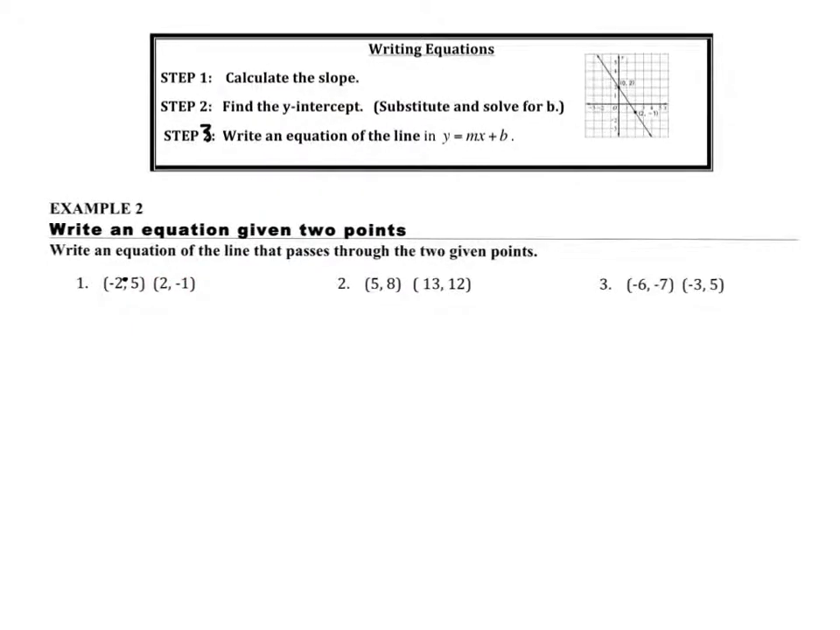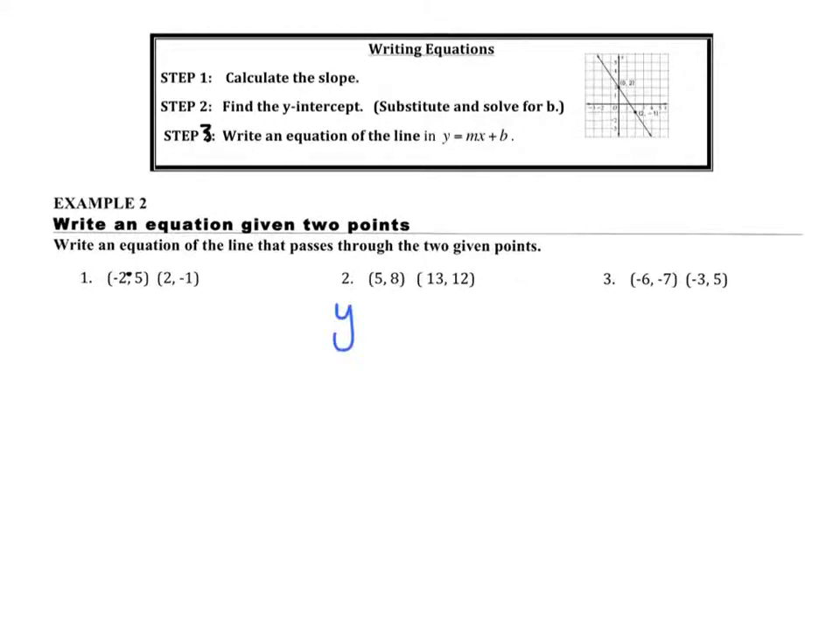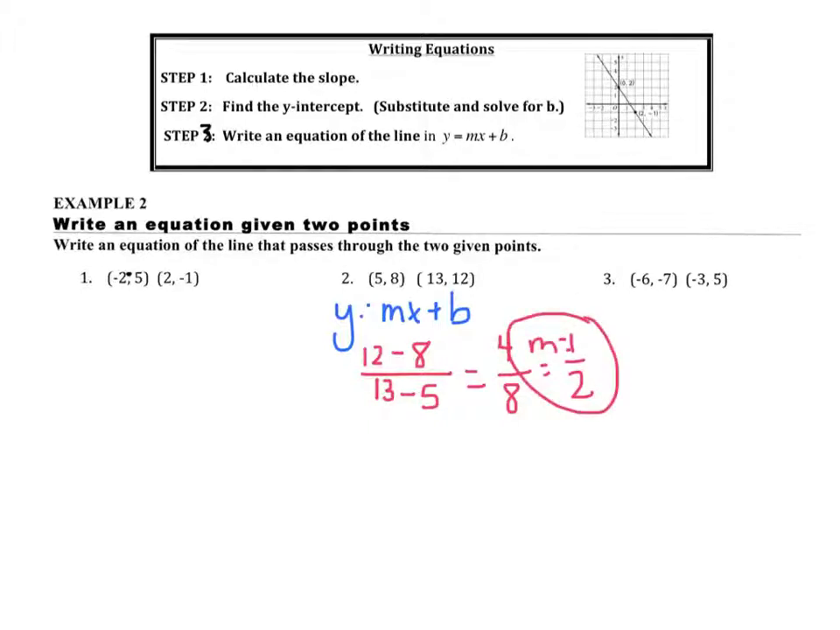All right, let's do the second one. Remember, we start out with the equation y is equal to mx plus b. Now we put in the parts that we know. I've got the points, and I don't have the slope, but I can find it by taking y2 minus y1, so 12 minus 8 all over 13 minus 5. 12 minus 8 is 4, and 13 minus 5 is 8, which simplifies to 1/2. So my slope is equal to 1/2.